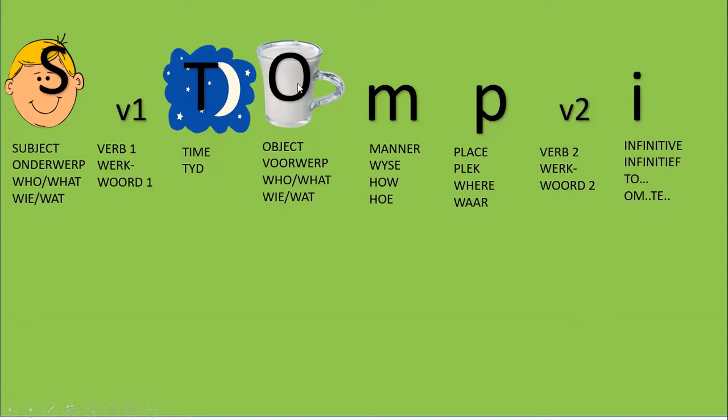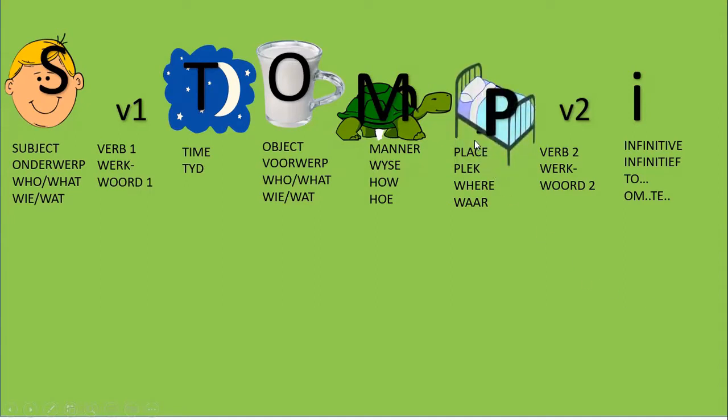Take note, object, milk. So forever remember the S, Stompi, T for time, O for the milk, the object, M is the manner. And why do we have a tortoise? Because tortoises are slow. The manner, die wyse, how or who, how does he drink the milk? He does it slowly. When you see a tortoise, you remember slowly. M for slow. Remember that, the tortoise. Remember this picture. Place the bed. Place, plek, where of waar, the bed.